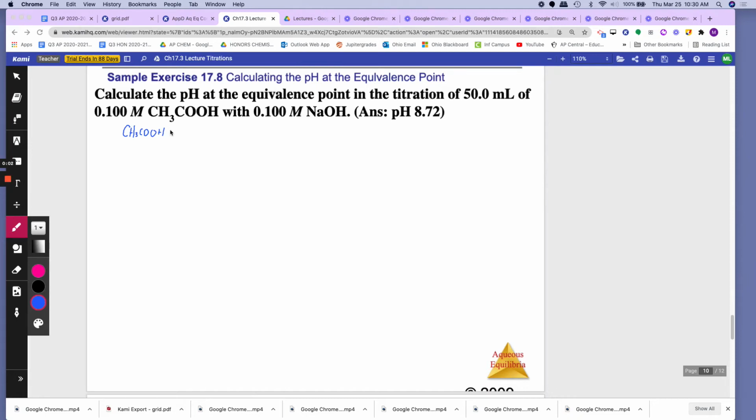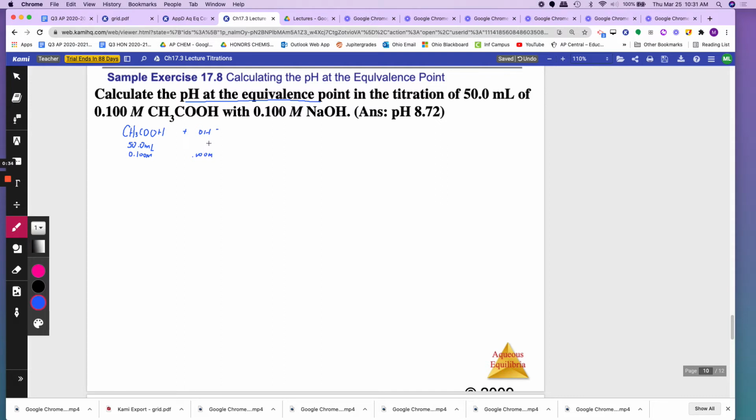For this video, we will be looking at the pH at equivalence point. So here we have acetic acid, CH3COOH. It says calculate the pH at equivalence point in a titration of 50 mL of 0.1 molar acetic acid with 0.100 molar NaOH. So you're adding OH minus.